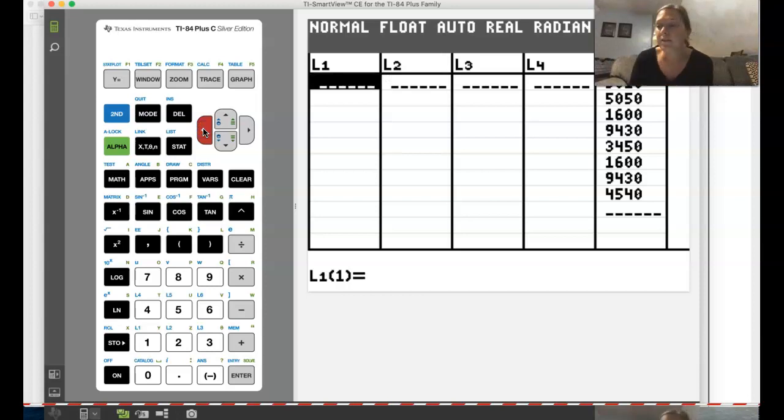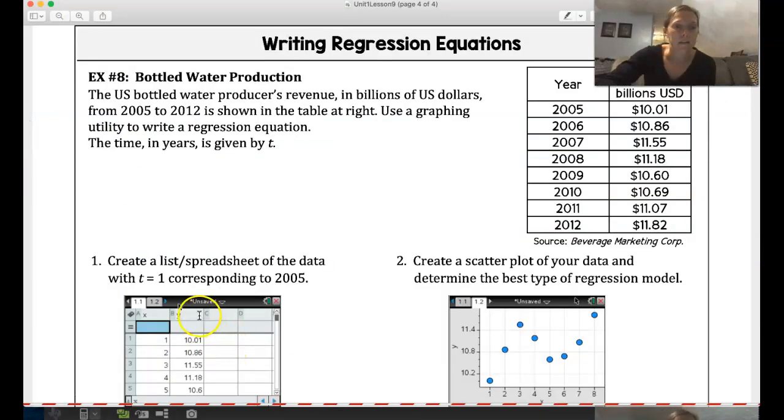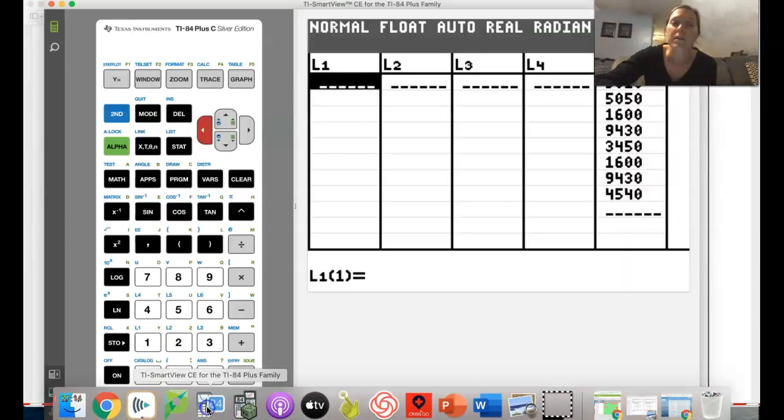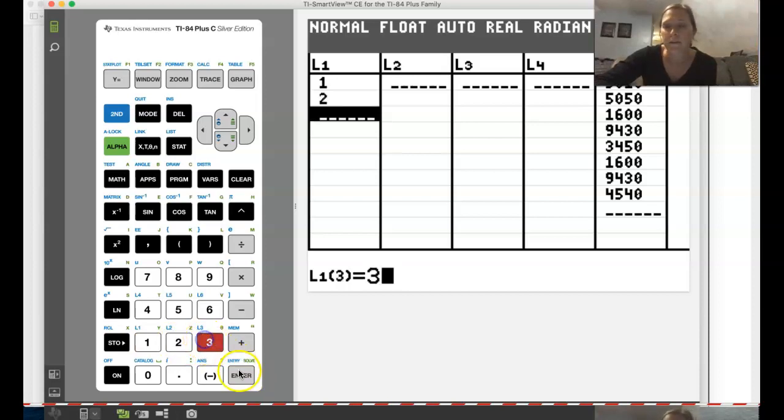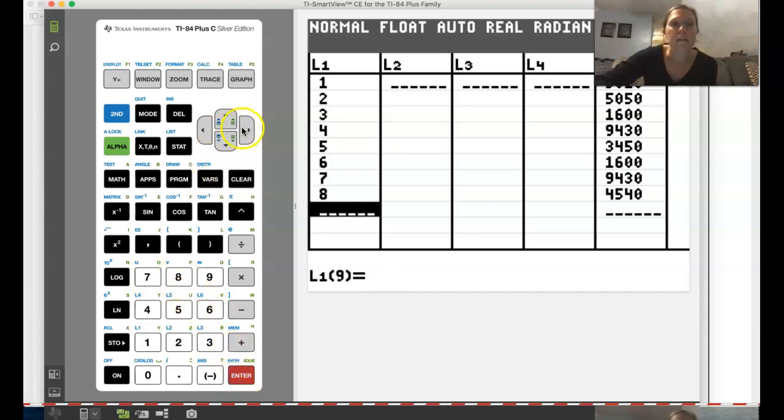Okay, so now under list 1, we're going to put in our years. And notice here how they're telling us to let t correspond with year 2005. So we're not going to put in 2005. We're going to type in 1, hit enter. 2, 3, 4, 5, 6, 7, and 8. And then in list 2, we're going to put the revenue.